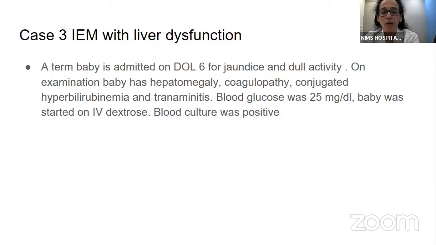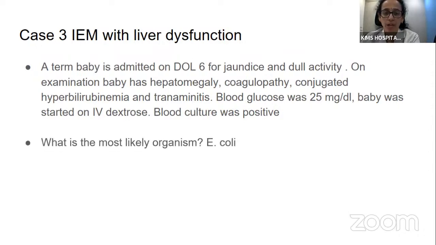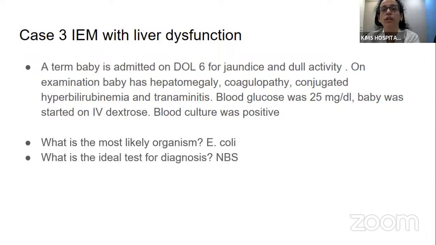So baby was started on IV dextrose, and the blood culture was also positive. The most likely organism in this condition, gram-negative sepsis, is most common in IMs like galactosemia. E. coli, Klebsiella, these are the most common ones. The culture was positive for E. coli. The ideal test for diagnosing the condition is the newborn screening test, in which we can rule out galactosemia.